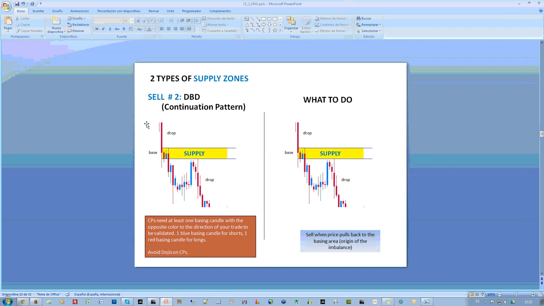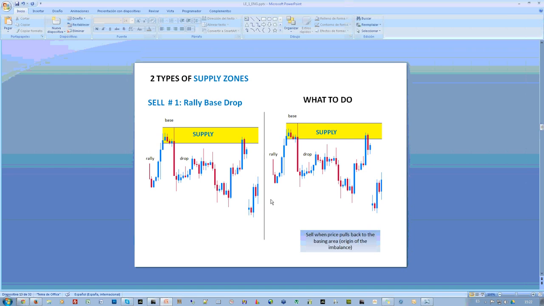The second pattern would be the drop base drop, which we also call a continuation pattern, a CP. As you can see here, this is a drop, an extended range candle. We base for some time, for a couple of candles here, and then we drop again. And what do we have to do here? We have to sell when price retests that area for the first time. We have to sell when it pulls back to that basing area, the origin of the whole imbalance. It's just the same as this area of supply, this inverted U, sorry.